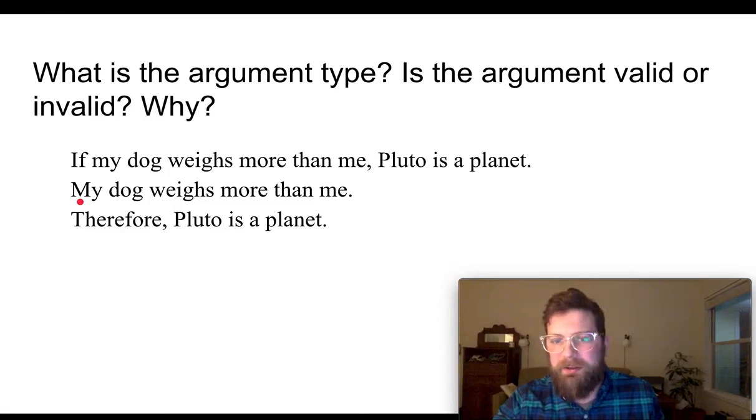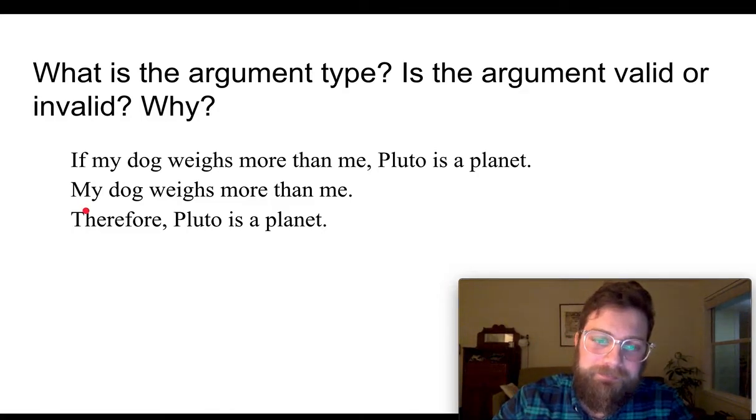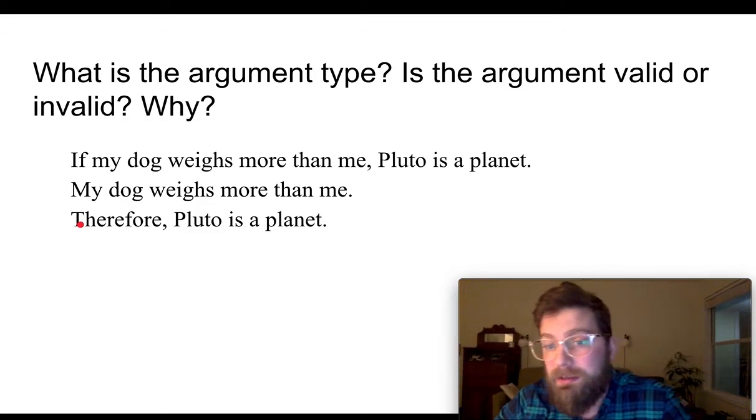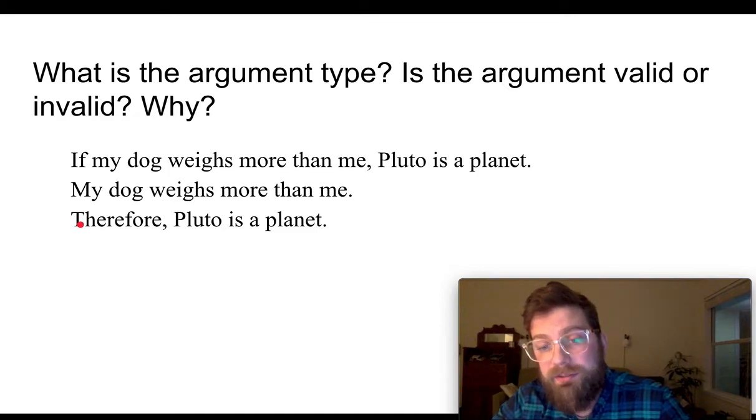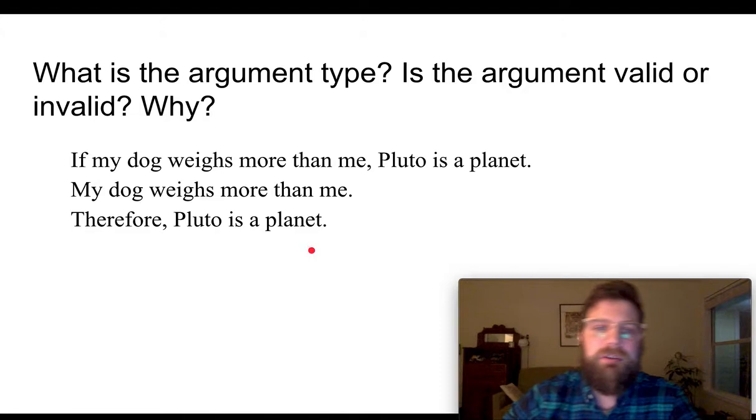Premise two is false. My dog weighs about 18 pounds, and I think that I've gained about that much weight since the pandemic started. So, premise two is false, and the conclusion is false. But remember, valid arguments can have false premises and false conclusions. They can still have good structure, right? Because this still has the structure, if P then Q, P, therefore Q. So it's still a well-structured argument.